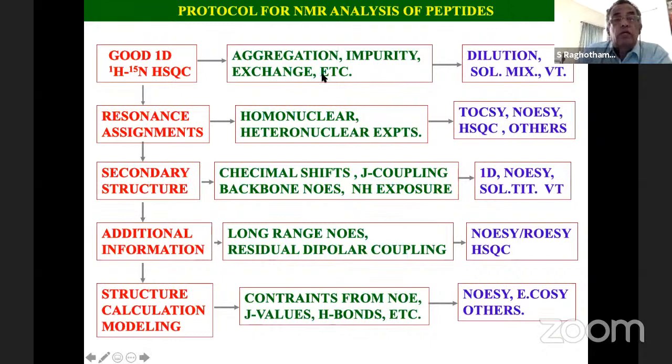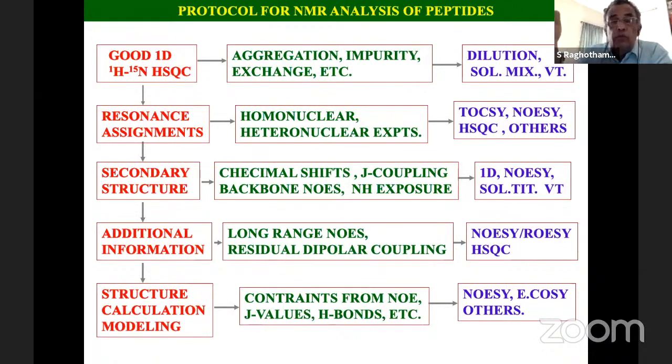Now, once you have established a good monomeric spectrum, it could be aggregation also, so one should take care of those things. So once you have a decent spectrum, then you do these homonuclear and heteronuclear experiments like TOCSY and NOESY, which I discussed so far, to make the resonance assignment. Now, the resonance assignment is the most time-consuming. You cannot go wrong here. It should be foolproof.